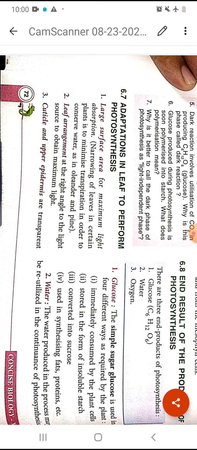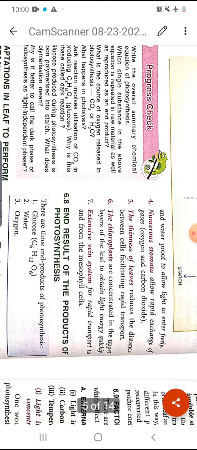Now the adaptations in the leaf to perform photosynthesis. First we need large leaves so that the surface area will be huge, so that there is more absorption of light and more formation of food. Cuticle and upper epidermis are transparent and waterproof so that they allow light to enter freely. Numerous stomata: if there is a huge number of stomata, the gaseous exchange will increase, or there will be rapid gaseous exchange.